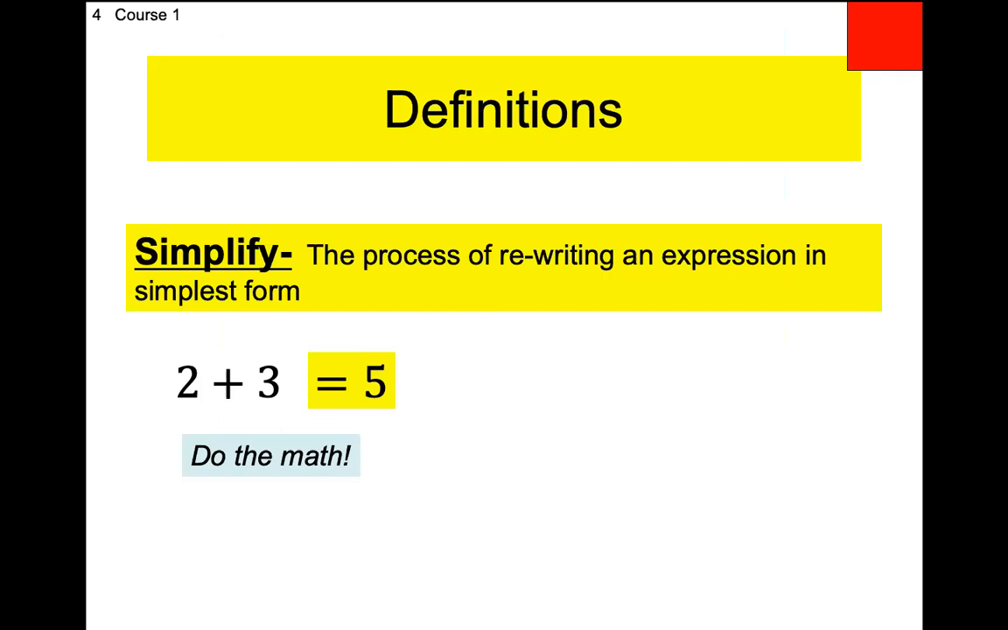So you can simplify a numerical expression. It turns out you can simplify a variable expression. It will be a few months before we learn that. Tonight for homework, you're going to be simplifying numerical expressions. Questions 1 through 8 all give you a numerical expression and say simplify. It just means do the math. Get to an answer. Yes?